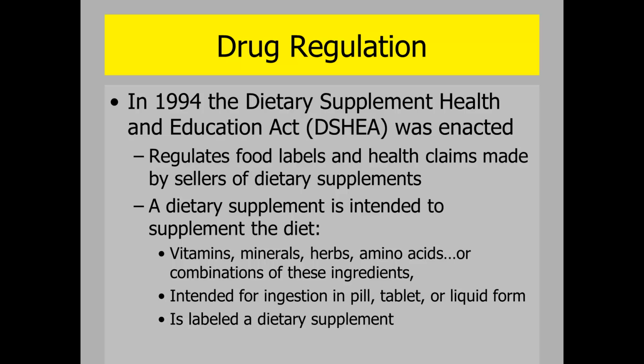So in 1994, the Dietary Supplement Health and Education Act was passed, which regulated food labels and health claims made by dietary supplement manufacturers. And so a dietary supplement could be a vitamin, a mineral, herbs, amino acids, or some combination of those. And they're intended for ingestion as pills or tablets or liquids, and they're labeled as a dietary supplement. So under this act, the FDA had some regulation over those.